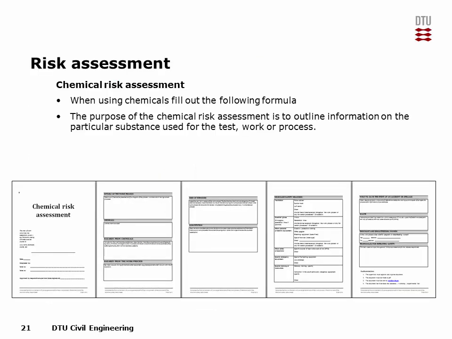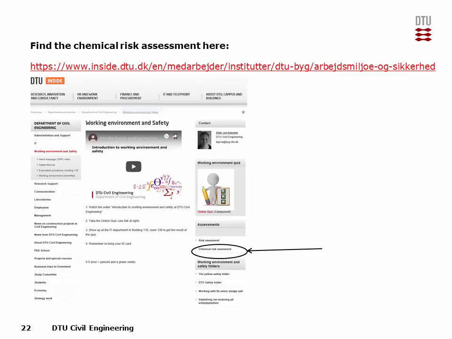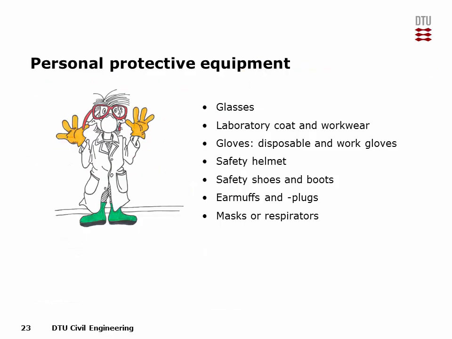Another formula is the chemical risk assessment. When it comes to this formula, it is important to gather information on the chemicals used in the test, work or process. You can find the formula here.